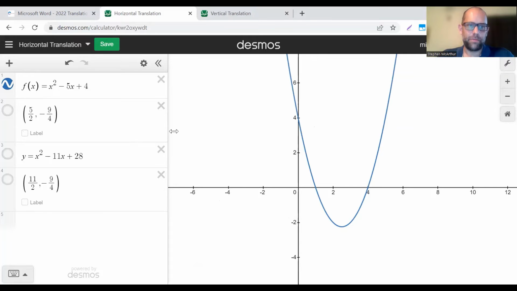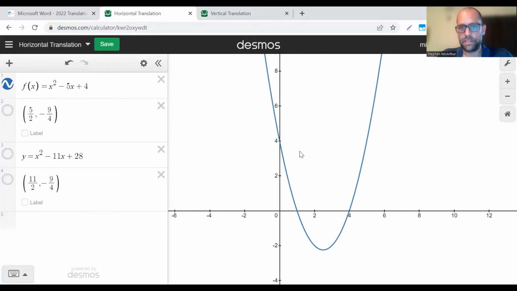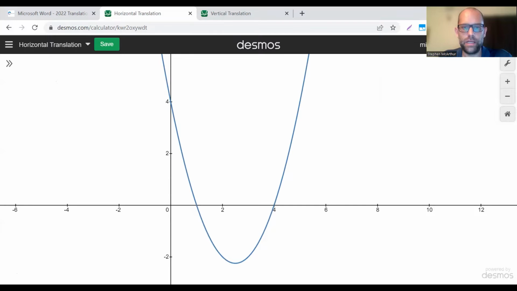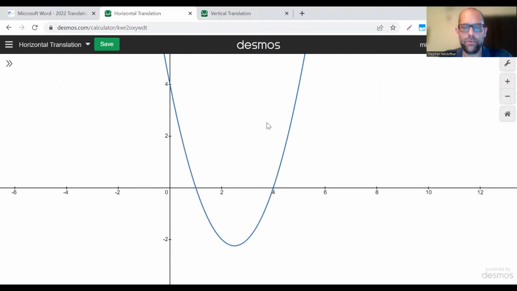f of x equal to x squared minus 5x plus 4, which I used in my vertical translation video as well. But we're going to shift it left and right. So let's go and have a look at the algebra. So same rule. We need to move this. Let's start with 3 units to the right.